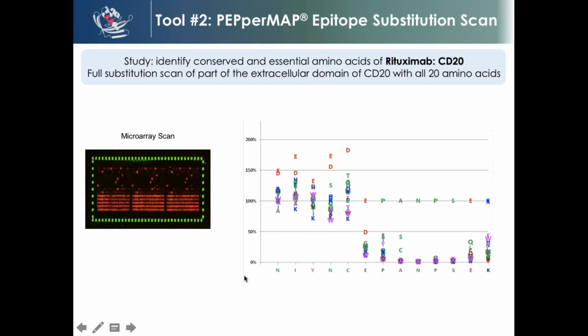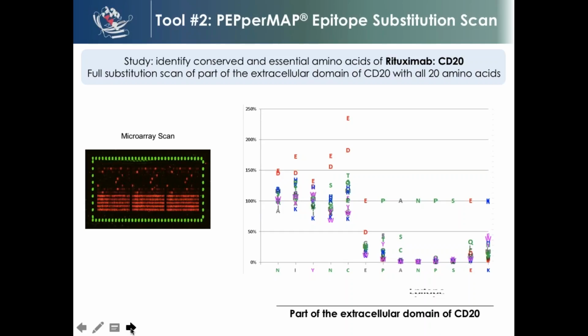And what that means is for each of the 20 or so amino acids, we would substitute with all 20 amino acids. So it's more high throughput and robust than a typical alanine scan, in which you're just substituting each amino acid for an alanine. This gives 20 times more data points and gets much more clarity on the essential and conserved amino acids.